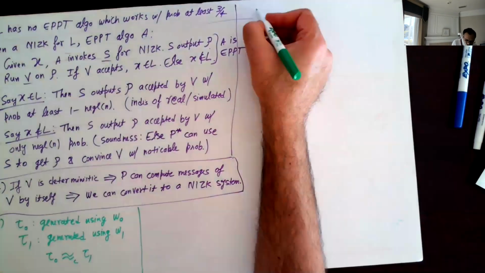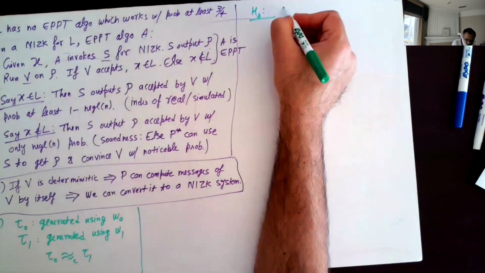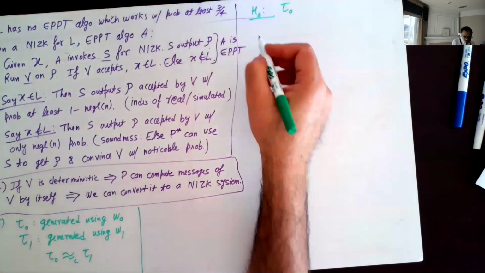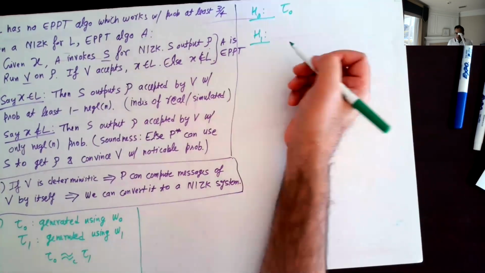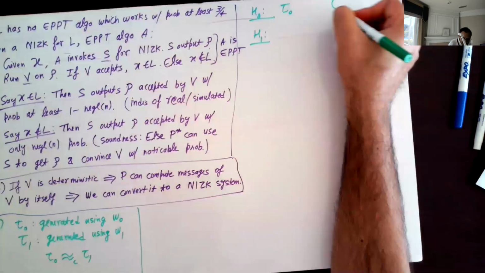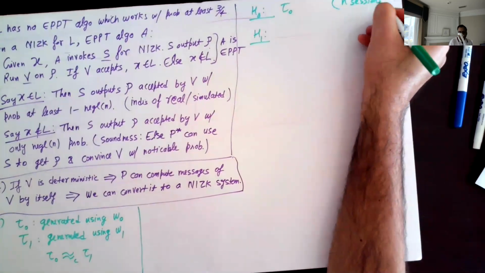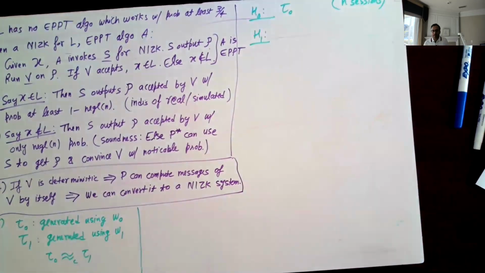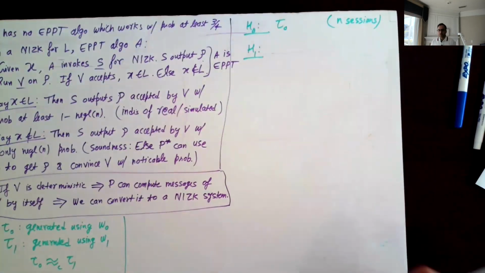So let's look at the first hybrid. This is the same as tau 0. So let's say I have n sessions, which means I'm taking the protocol and I'm repeating it in parallel n times. And again, just to remind you, we have already talked about parallel repetition in one of our classes.